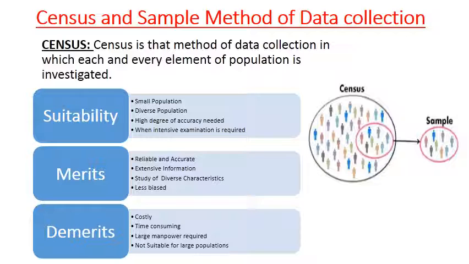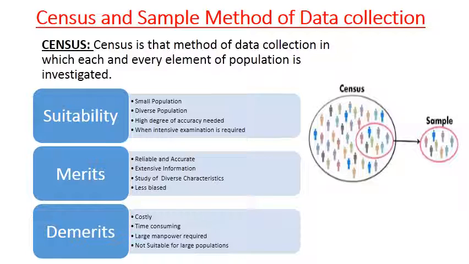First, I will repeat the census and sample method of data collection. As I already told you, census is that method of data collection in which each and every element of population is investigated. For example, if we have 100 elements in our population, and an investigator investigates all the 100 elements, then it is known as census.